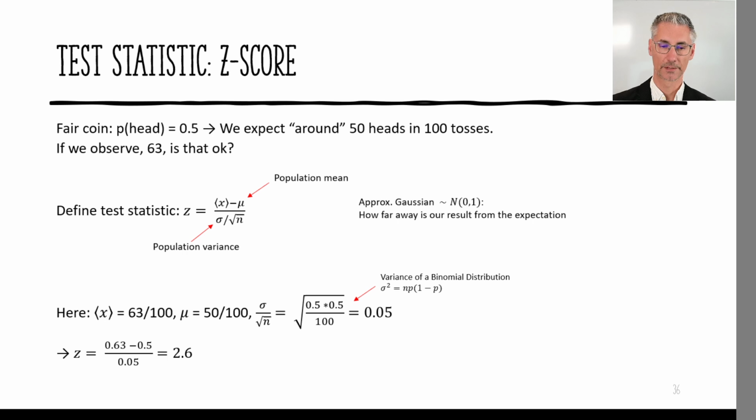Here we observe from our sample 63 heads over 100 tosses. We know from the population, this is our assumption, we would observe 50, and then we have the population variance, so we put this in. This is the variance of the binomial distribution which goes in, so sigma squared is N P times (1 minus P), and here the Z-score is 2.6.